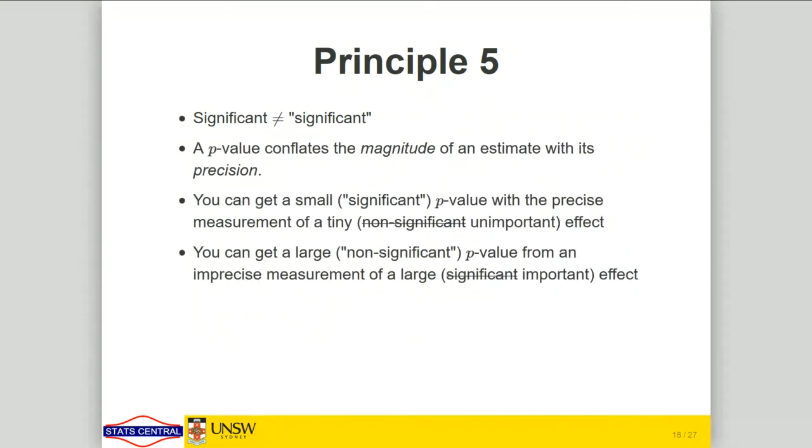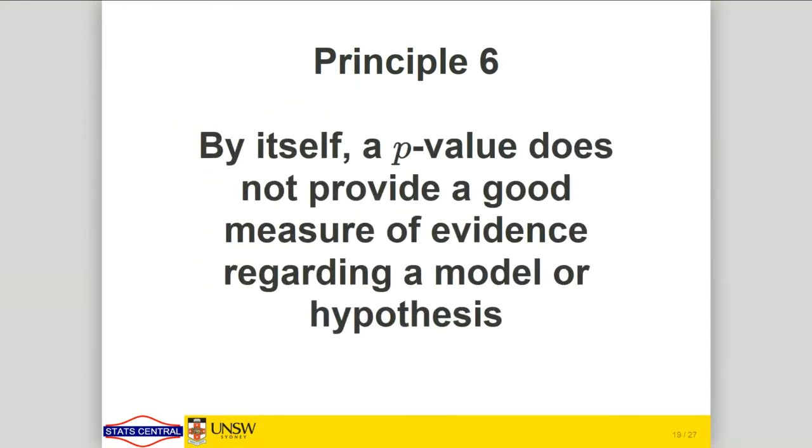A p-value conflates the magnitude of an estimate with its precision. You can get a small p-value by taking a precise measurement of a tiny effect. So you can get a significant result when there's an unimportant effect, or a non-significant effect, if you want to confuse the two words. Or you can get a large p-value by taking an imprecise measurement of a large effect. So statistically significant doesn't mean conventionally significant. It doesn't mean the effect is important.